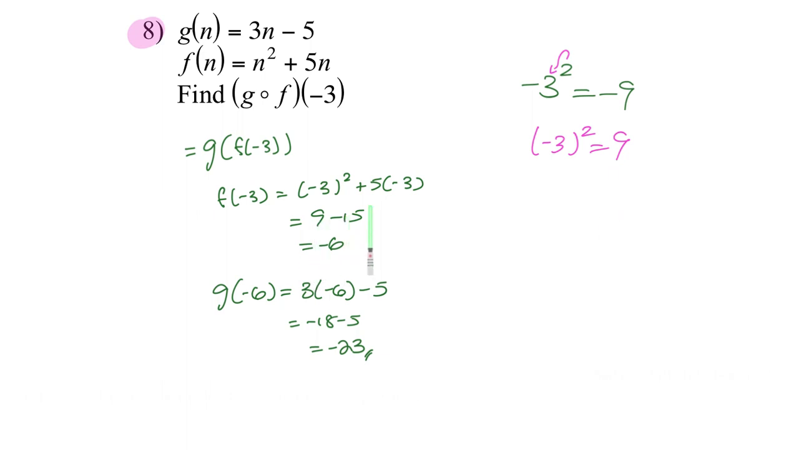So 9 minus 5 times negative 3 is 15. So 9 minus 15 is negative 6. And now that negative 6, I'm going to plug it in on the first one. So 3 times negative 6 minus 5. Negative 18 minus 5 equals negative 23.